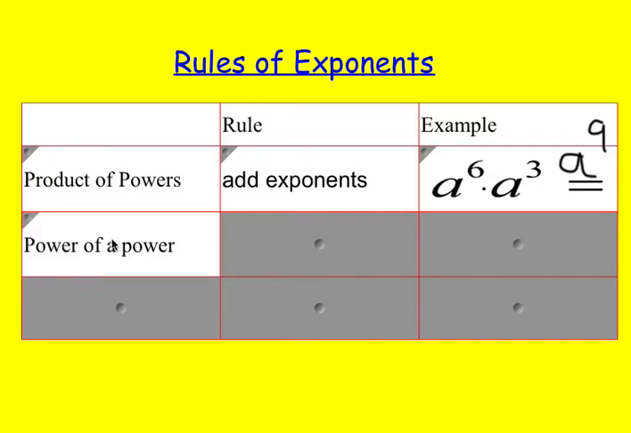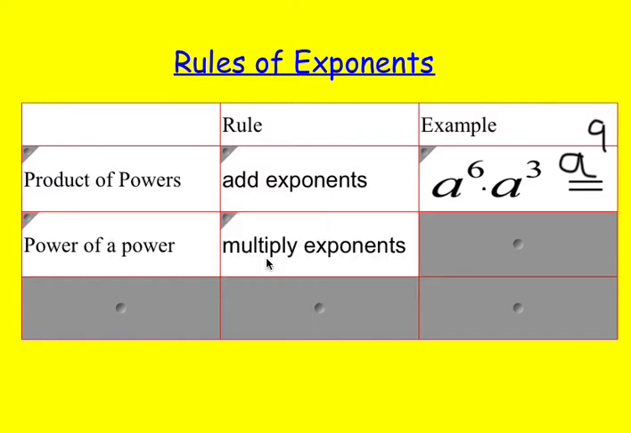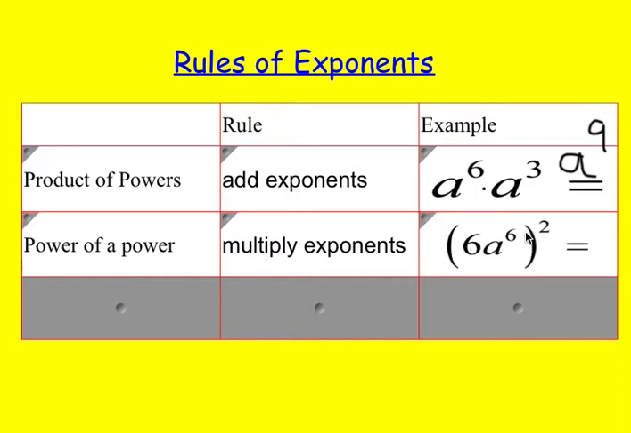Taking a look at the next rule, that's if you take a power of a power. If you take a power of a power, you're going to multiply the exponents. So what does that look like? If I have something like 6a to the 6, all to the 2nd power. Now here's what students always forget. Coefficients, constants, all of those numbers have an exponent of 1. So I have 6a to the 6.